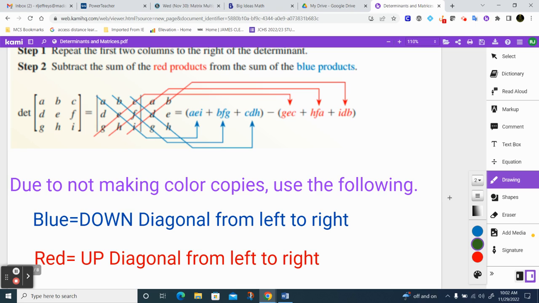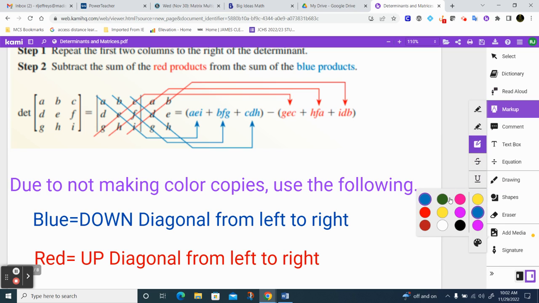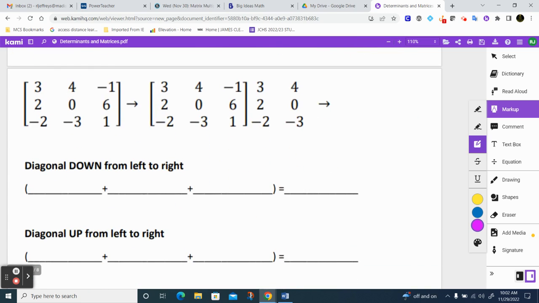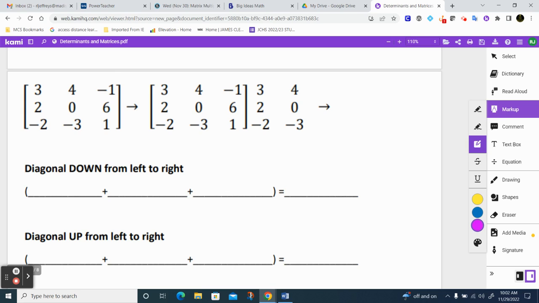Now, basically what we do is, let me get this little tool right here. We take these two columns and we rewrite them again, and then we do our multiplication stuff. I know, sounds weird, but that's what it is.